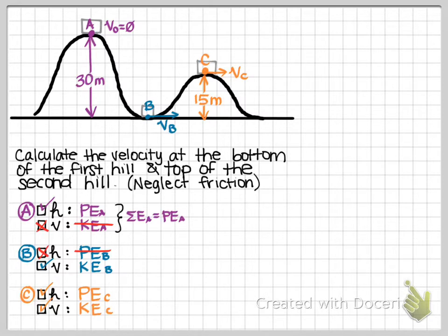Do the same thing at B. Look at all your total energies at B. So my total energy at B, or the sum of the energies at B, remember this Greek letter sigma means the sum, S-U-M, to add them up. So I would add up these energies. I'd add this, which is 0, to this, which is kinetic energy at B. So all you have is the kinetic energy at B.